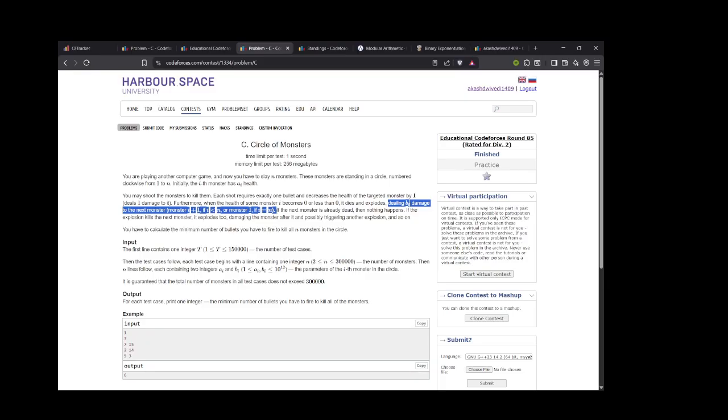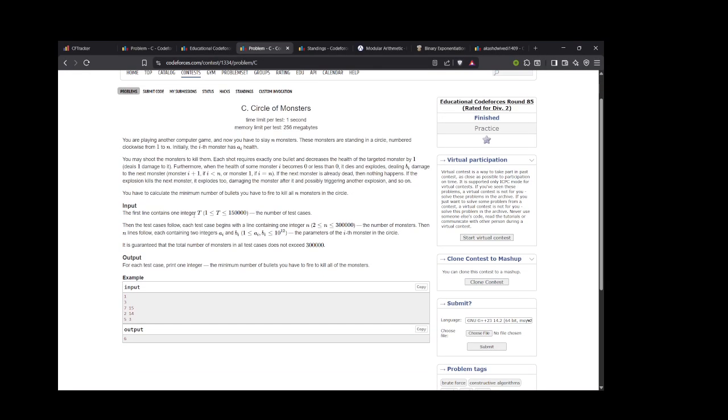When you kill a monster, meaning the health of the current monster is either zero or less than zero, then it explodes and the next monster faces the damage of B_i. If the next monster is already dead, then nothing happens. If the explosion kills the next monster, let's suppose you hit the first monster and kill it. It will explode and cause B_i damage to the next one. And if the next one also gets killed, it will also explode and cause damage to the monster next to it. So the chain will continue further. Remember that all the monsters are standing on a circle. So that was about the problem.